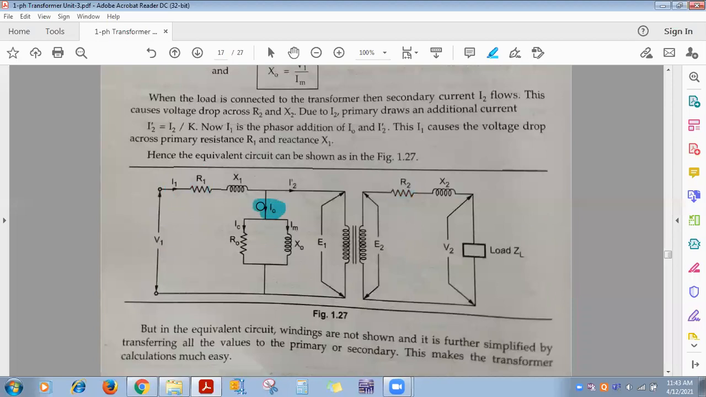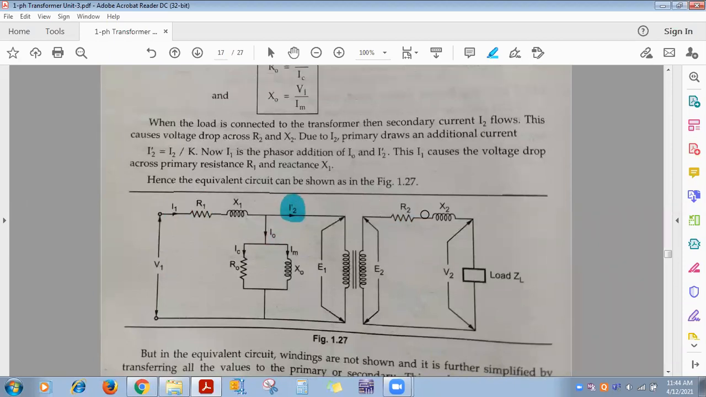So at no load, we know no current flows through the secondary winding. Means what does the transformer have to do? Only it has to supply core loss at no load. What do you think, does core loss take place or not? This I2 dash, has everyone got it? What is I2 dash here?